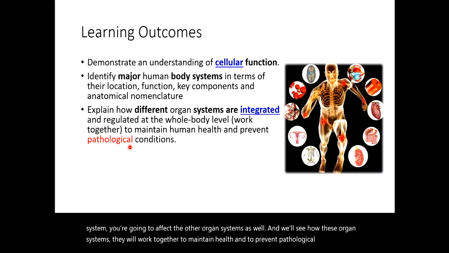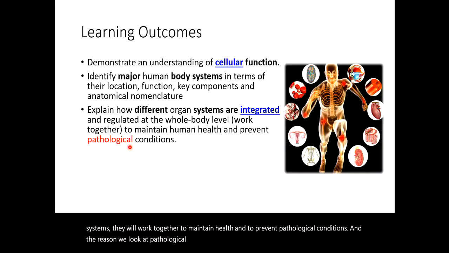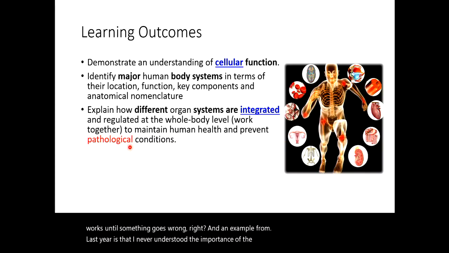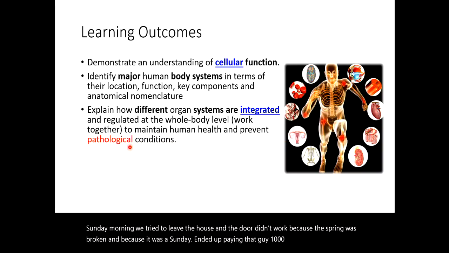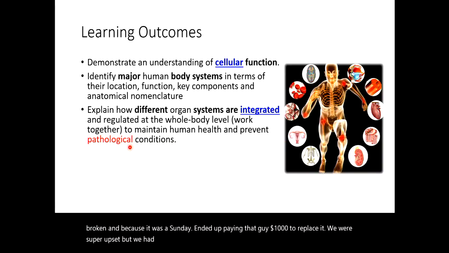The reason we look at pathological conditions is that we never appreciate how well something works until something goes wrong. An example from last year is that I never understood the importance of the springs in the garage doors until one Sunday morning we tried to leave the house and the door didn't work because the spring was broken. Because it was a Sunday, we ended up paying that guy $1,000 to replace it. We were super upset, but we had to pay so much. You could get it done for a much smaller amount, but it was an emergency.